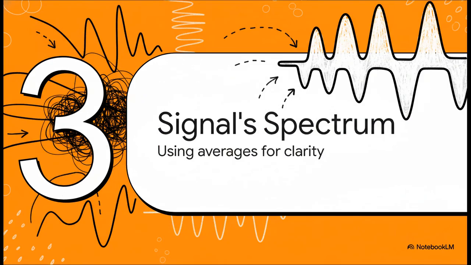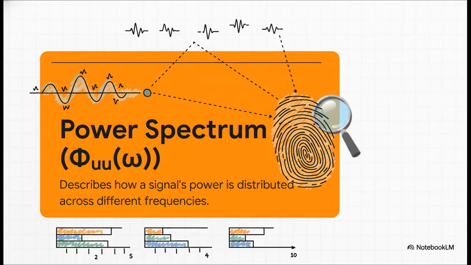Okay, so the direct approach is a bust. Clearly, we need a more robust method. Instead of just looking at the raw signals themselves, we need to get a little more sophisticated and start looking at their statistical properties. We need to look for averages and patterns. So our first major tool is something called the power spectrum. The best way to think about it is like a signal's fingerprint. It doesn't tell you what the signal is doing at any one moment in time, but it gives you a complete breakdown of its energy. It tells you, for every single frequency, how much power does the signal have right here.